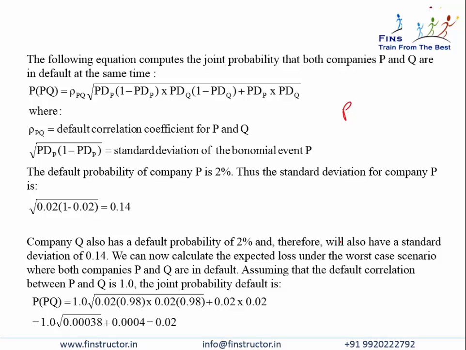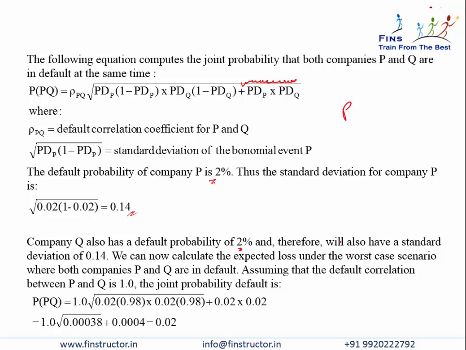So the default probability of company P is 2%. The standard deviation for company P is 0.14. Company Q in this case also has a default probability of 2%, so the standard deviation of default will also be 0.14. So the probability of a joint default.